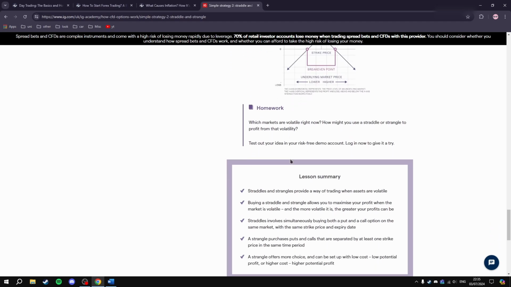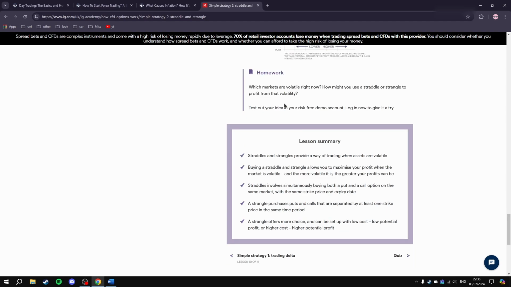So homework: which markets are volatile right now? How might you use a straddle or a strangle to profit from that volatility? Test out your idea in a risk-free demo account. Log in now and give it a try.